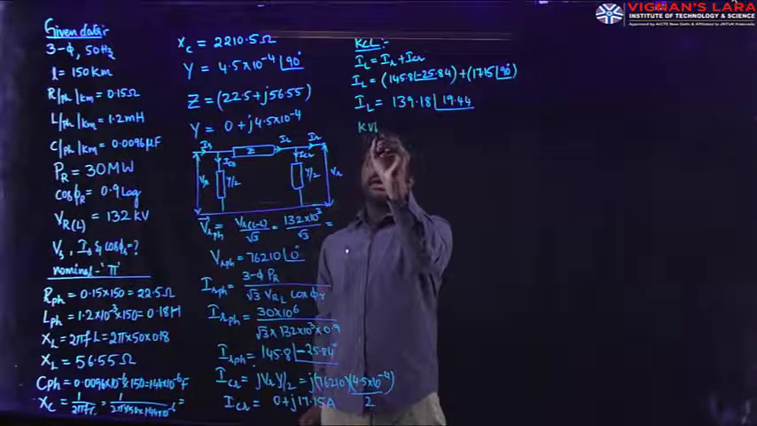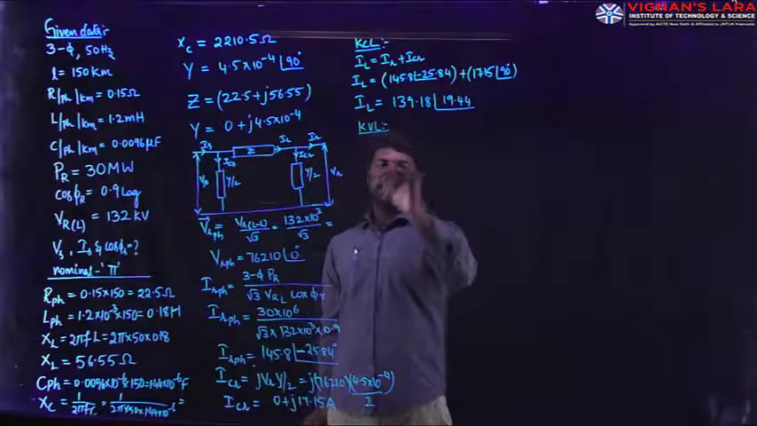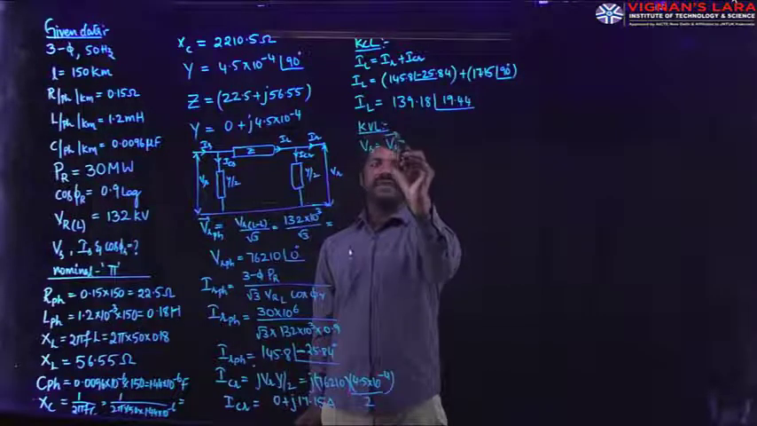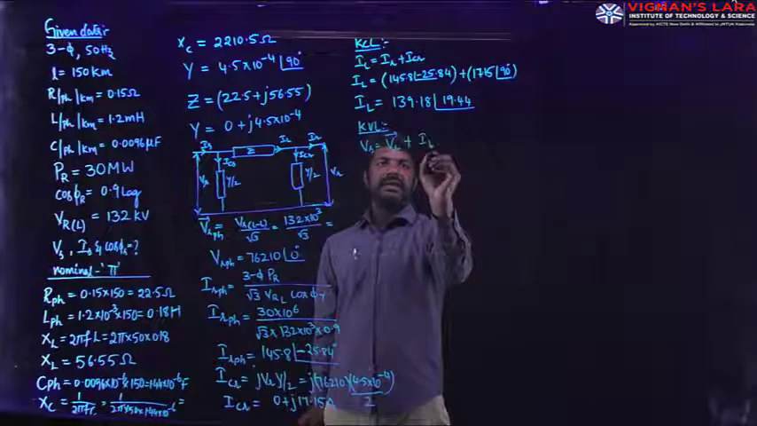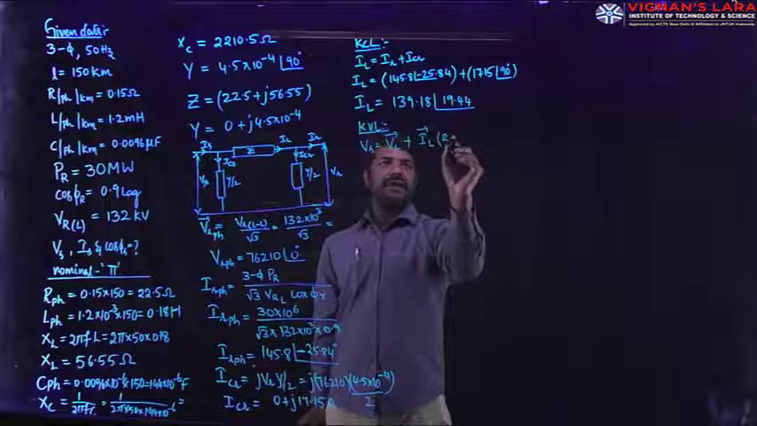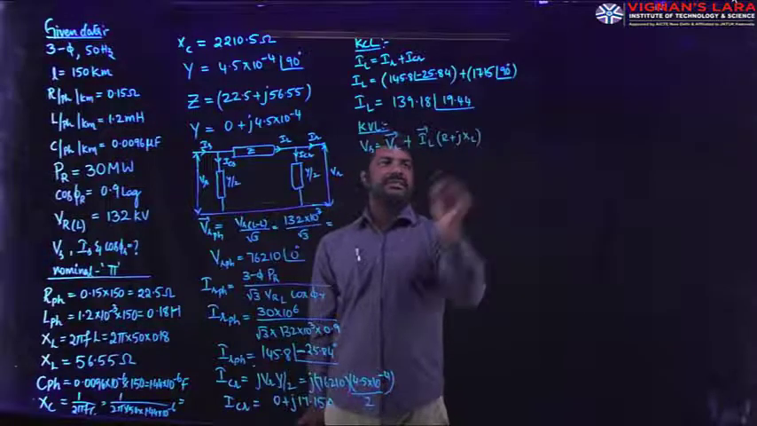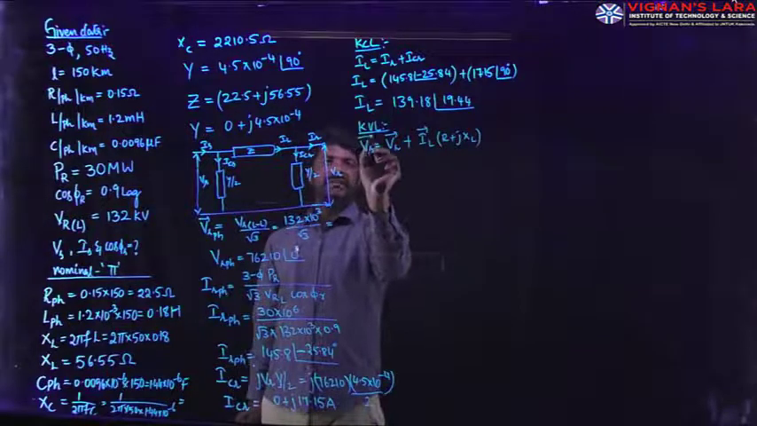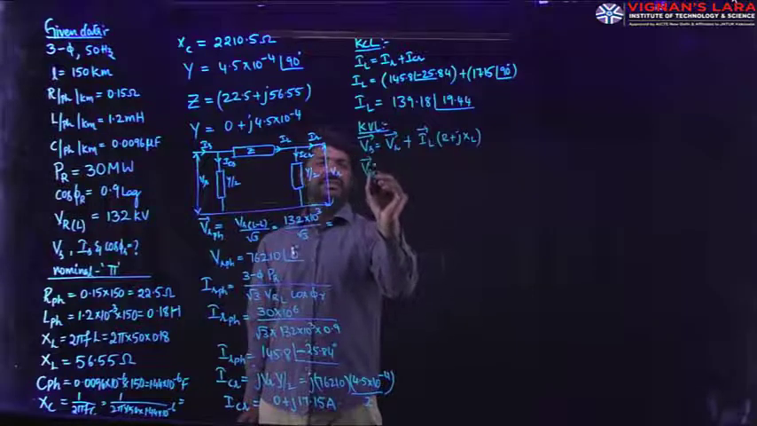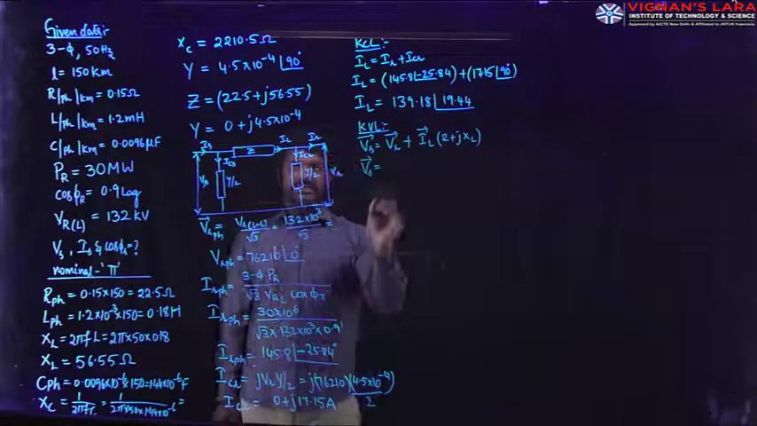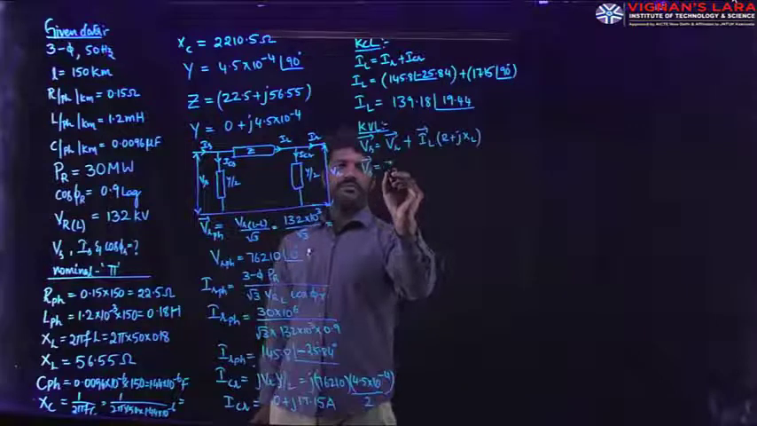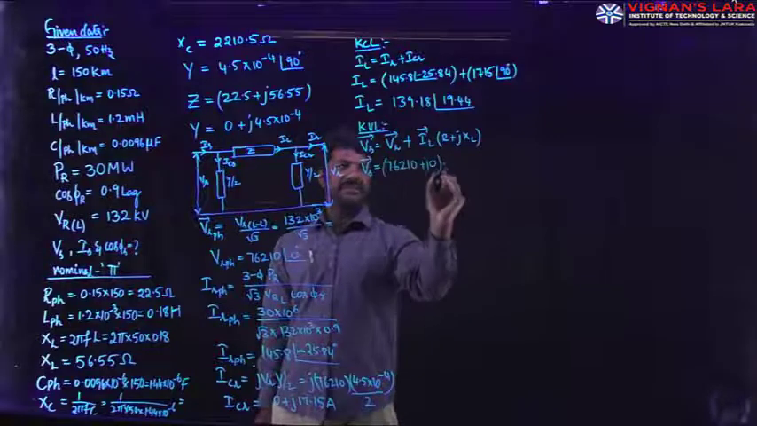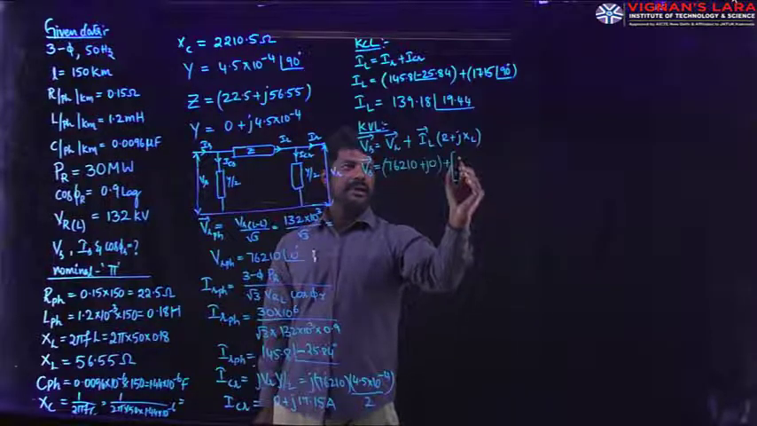So let me write the KVL. As per the KVL, the value of Vs is VR, which is a phasor, plus the current IL, also a phasor, times R plus J XL. This is our KVL. Substitute the values. Finally, you will get the Vs. So Vs is equal to VR value 76210 plus J0 because it is taken as a reference, plus IL value.